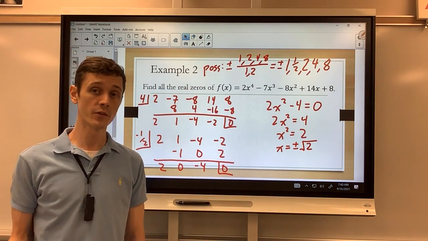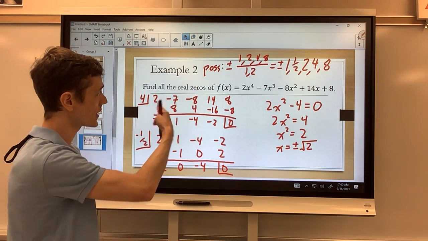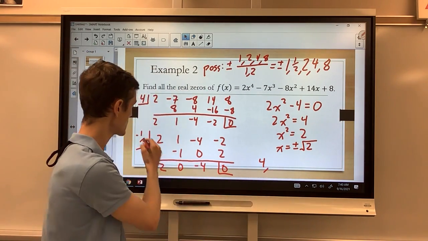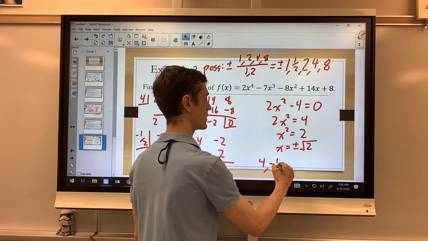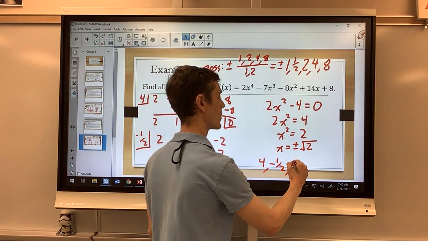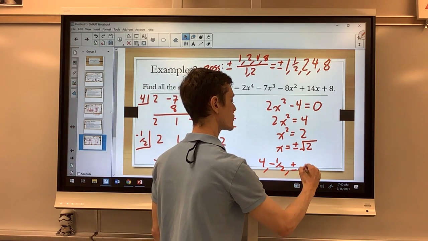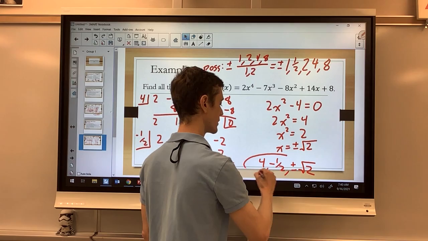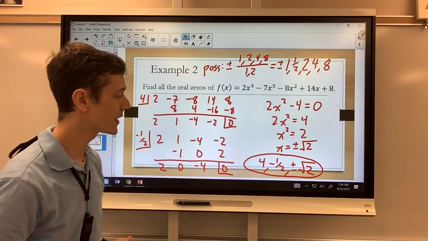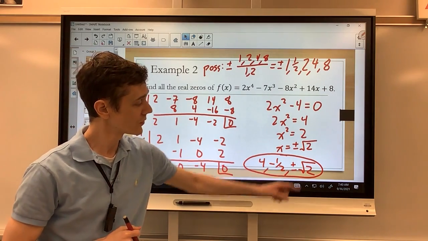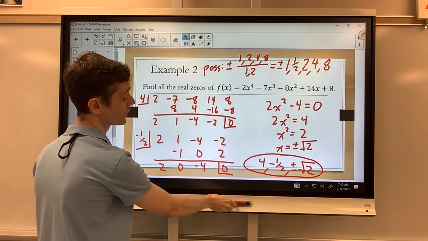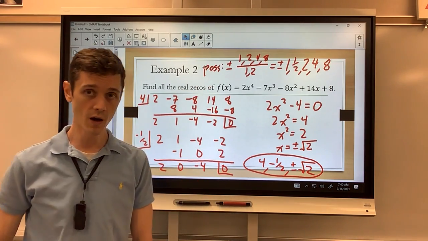So altogether, the 4 zeros for my polynomial are 4. That was the first one I found. Negative 1/2. Those are the ones I got from synthetic division. And then the other 2 answers that I got from using opposite operations. But like I said, you absolutely could have used the quadratic formula. You would have gotten the same answer if you did that correctly. So the last 2 answers for me were the plus or minus root 2. Those are my 4 solutions for finding all of the real zeros of the polynomial.